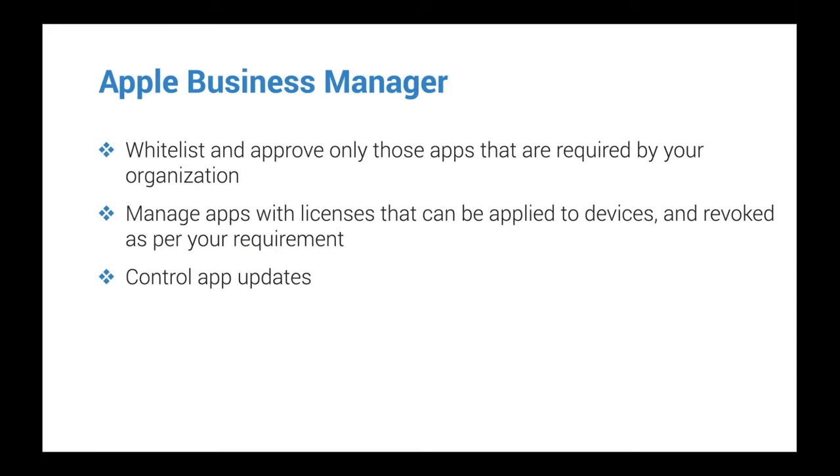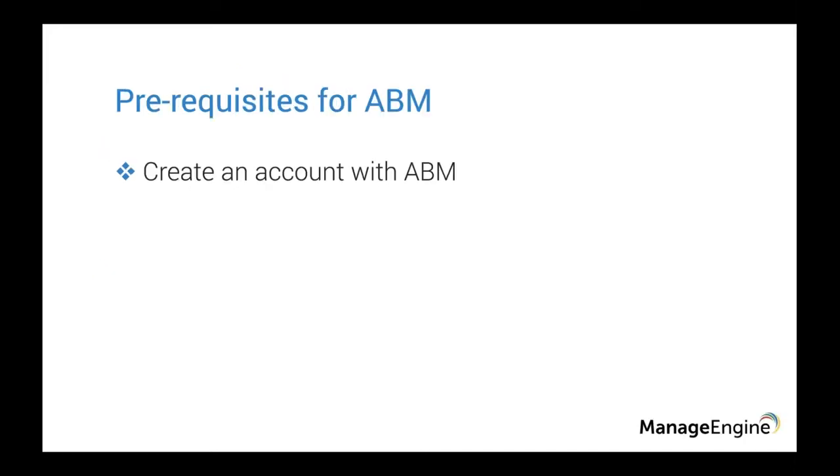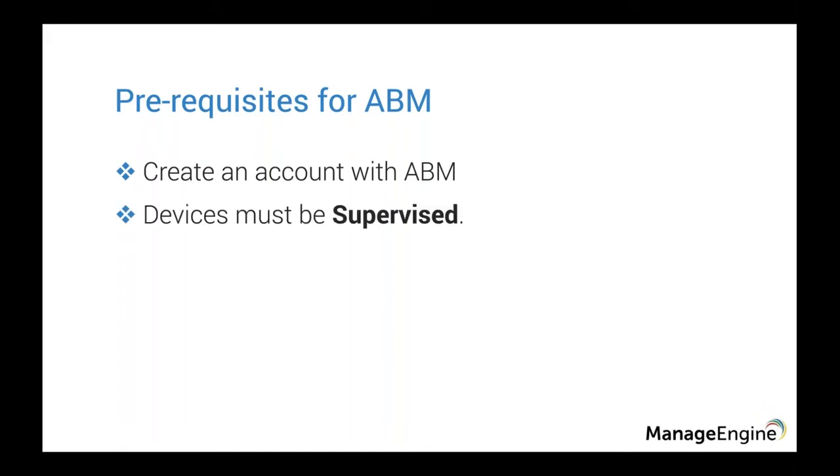Also, you can manage these apps with licenses that can be applied to devices and also revoked as per your convenience. And finally, you also have the option to control app updates. But here are a few prerequisites that need to be met before you go ahead and configure Apple Business Manager. First up, you need to create an account with ABM. And next, you need to ensure that the iOS devices are supervised. Now, we'll explain how you can supervise devices in next week's training session.